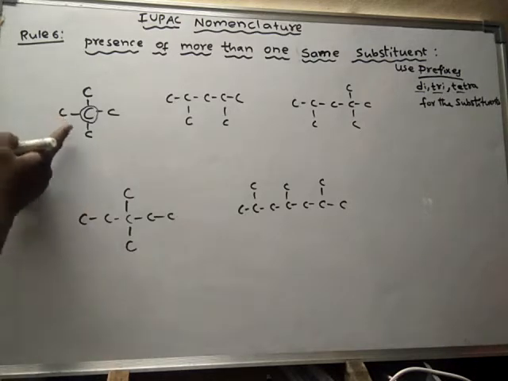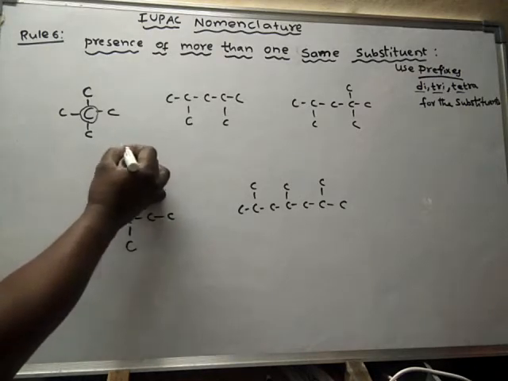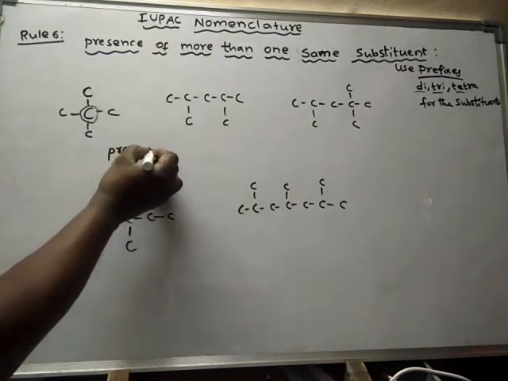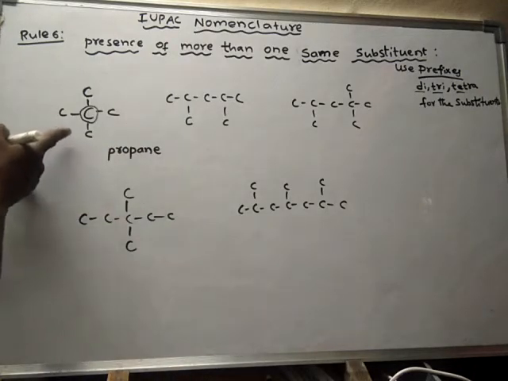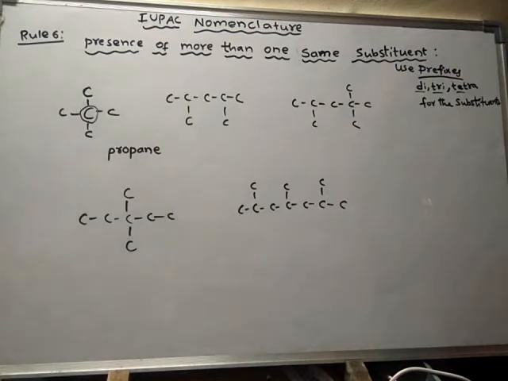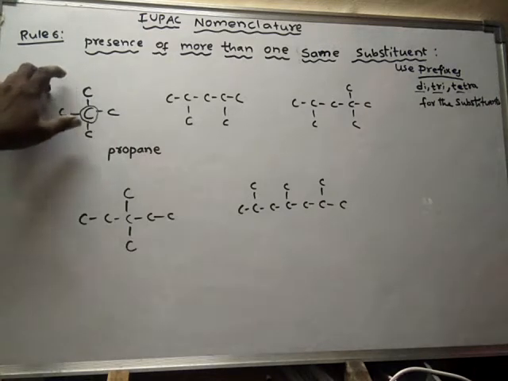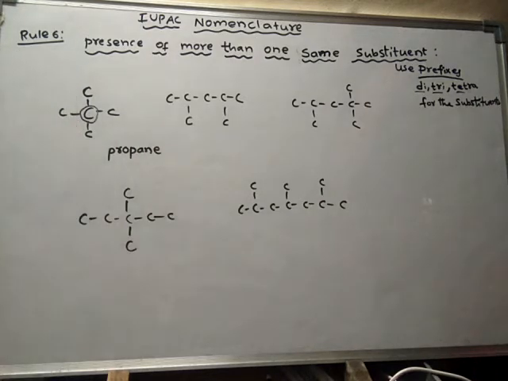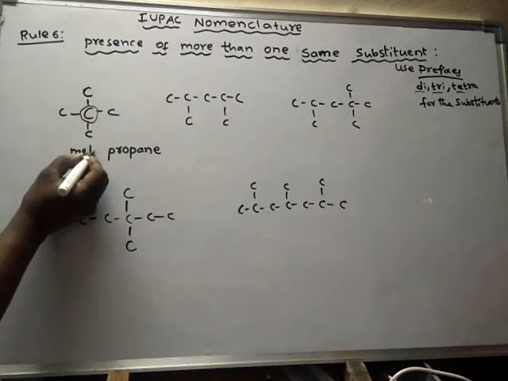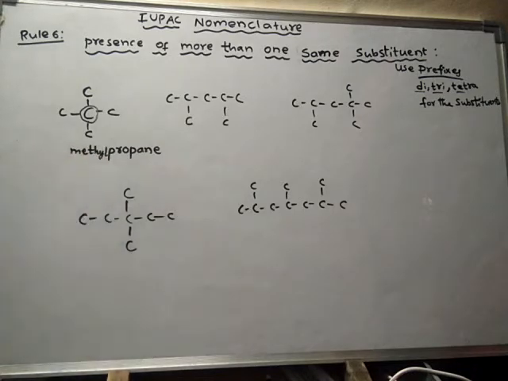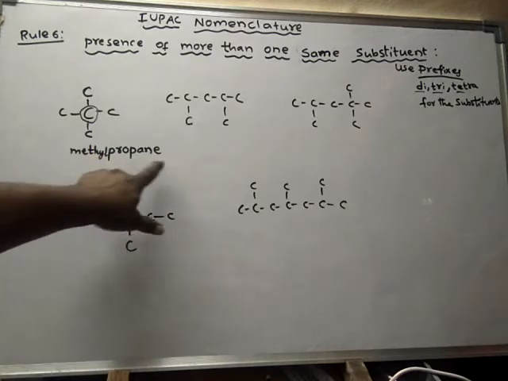So what is the parent chain? 1, 2, 3 carbon means it is propane. It contains two side chains attached, and these side chains are similar. So two methyl groups. Hence, we have to write the substituent as methyl. We should not leave any space between the substituent and the parent name.